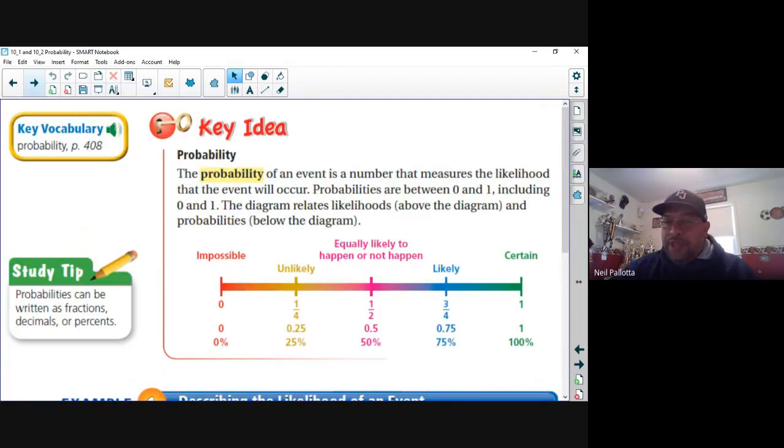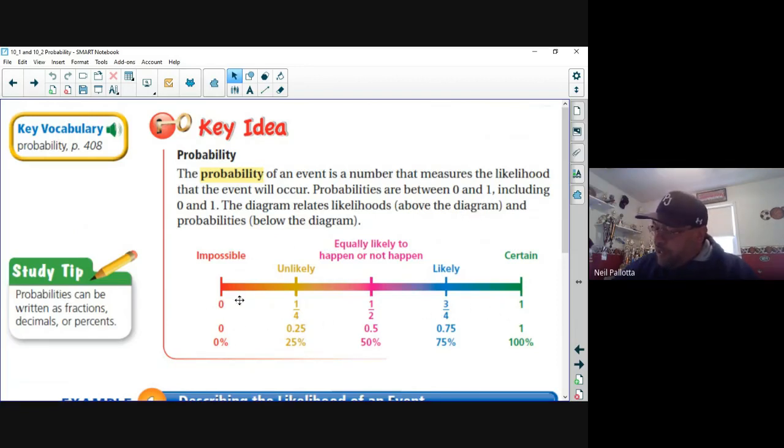Now our 5th vocabulary word for this lesson. The probability of an event is a number that measures the likelihood that the event will occur. Probabilities are between 0, which means something is impossible, and 1, which means something is certain, including 0 and 1. The diagram relates likelihoods above the diagram and probabilities below the diagram.